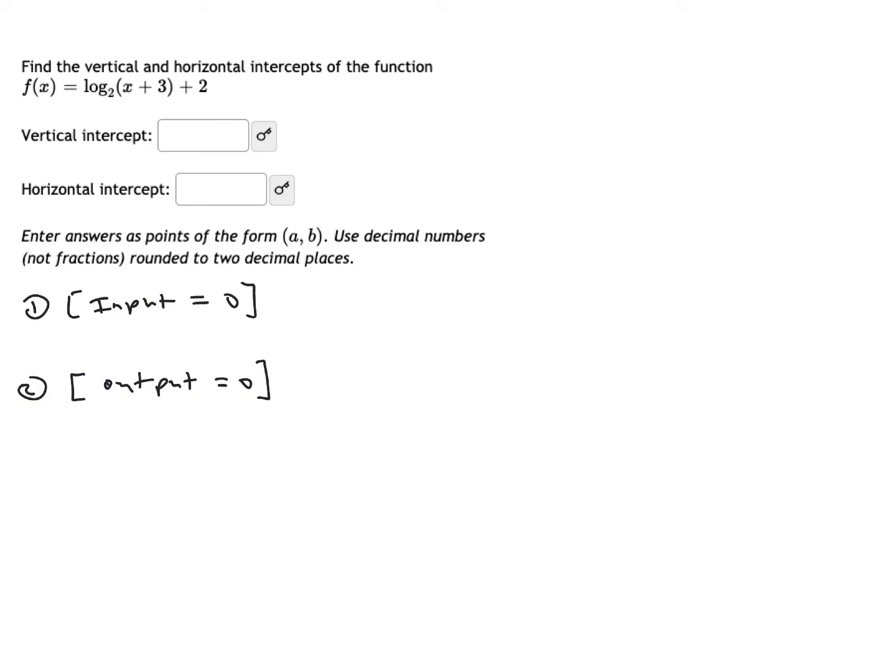Anytime we know our input, the output is straightforward to find because knowing the input just means putting the input into the formula for our function in place of x. So I'll have the log base 2 of 0 plus 3, plus 2. So that will be the exact value of the output when the input is 0.